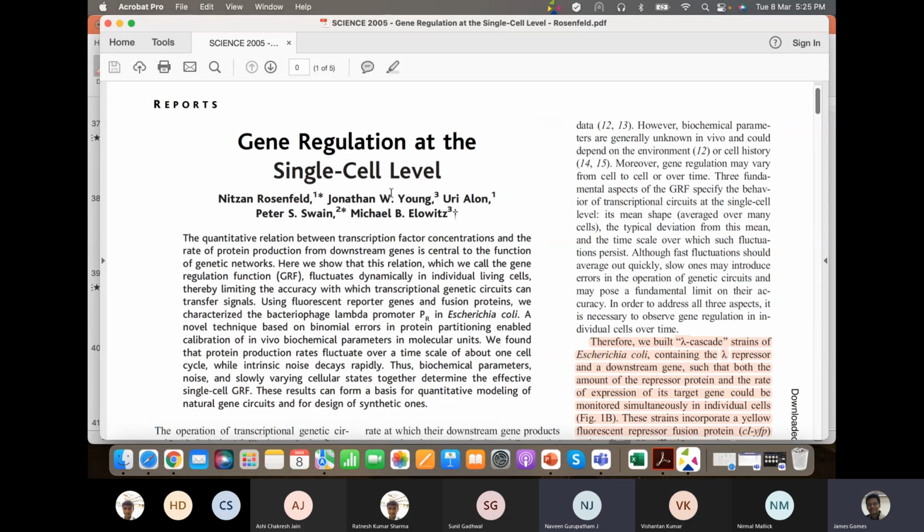This paper is written by some of the best people in the field. You have Rosenfeld, you have Elovich, you have Allen, you have Swain. Most of you should know Rosenfeld, Allen, and Elovich if you're in the field.